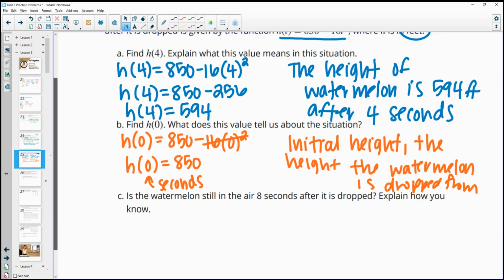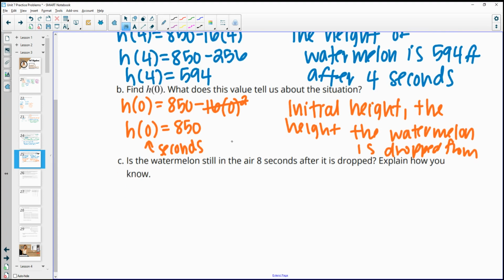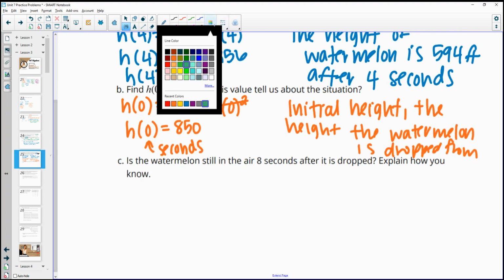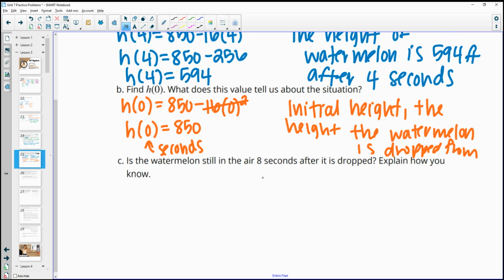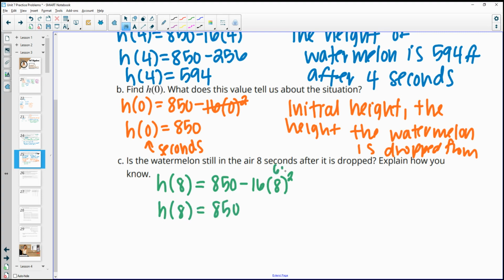Then part C says, is the watermelon still in the air after 8 seconds? So we want to plug 8 into the function. So we want to find h of 8 and then see if this is still above ground. So we have 850 minus 16 times 8 squared. So 8 squared is 64. And then 64 times 16 is 1024.